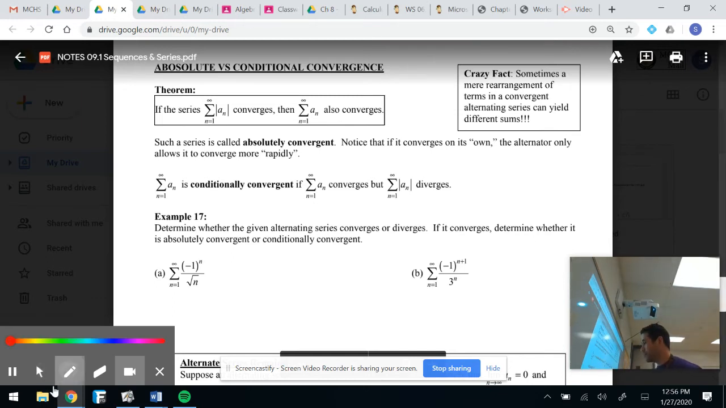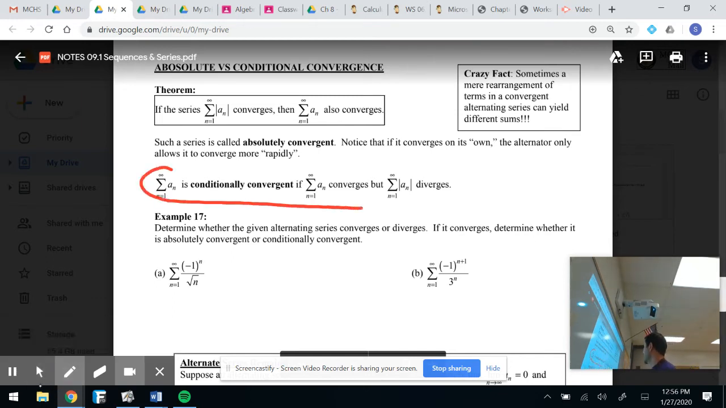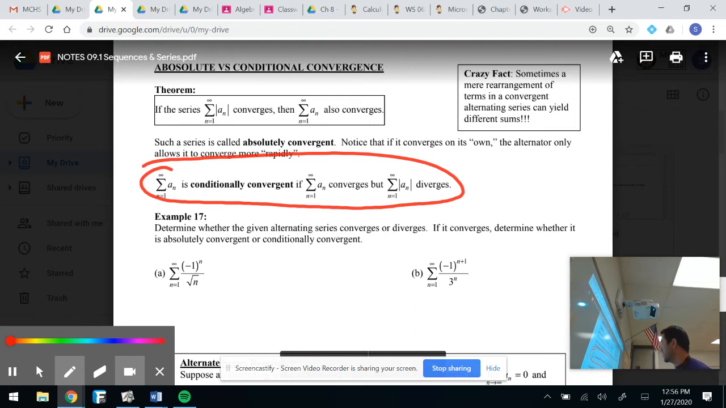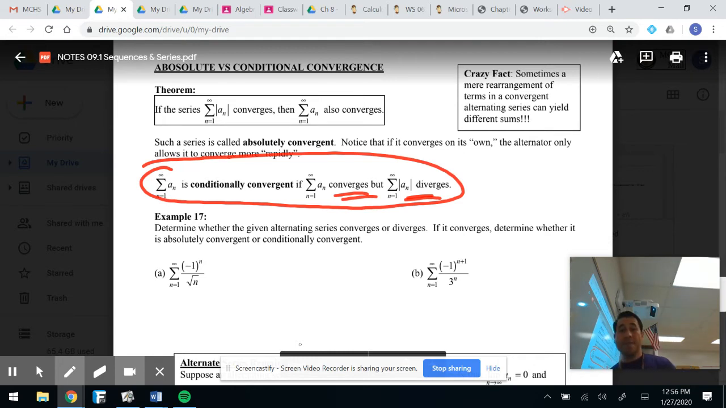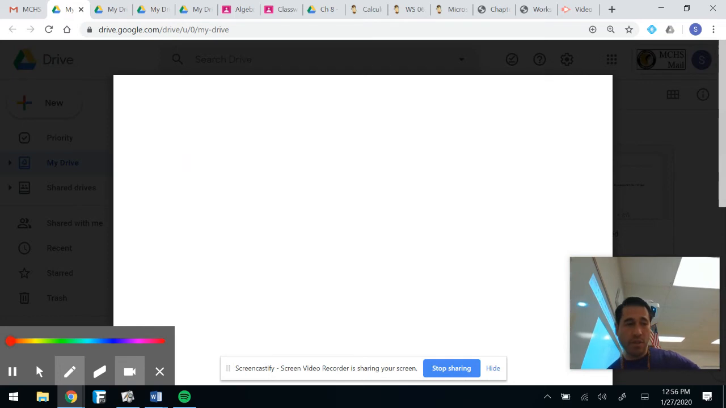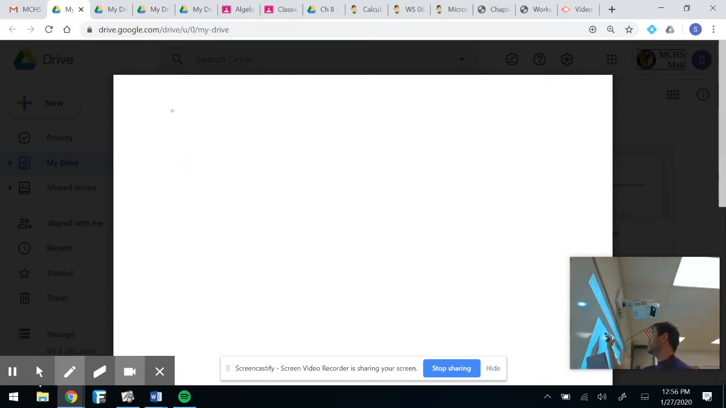it kind of says it right here, you guys. It's conditionally convergent if the series converges, but the absolute value of it does not. Okay, what the heck does that mean? Well, you know what? Let's do some work. It's helpful to do the work on these problems, and I'm going to help you out. Let's go ahead and do these next 2 together.